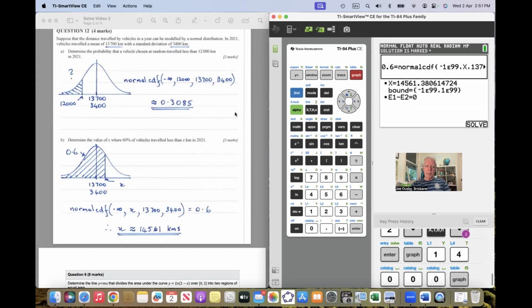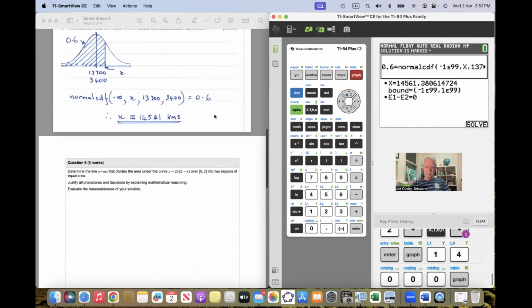Okay, so that's pretty much it on that question. So no need for inverse norm actually in this situation. There are occasions where inverse norm is necessary, but certainly not in this one. And it's the diagram which gives the whole game away to the students.